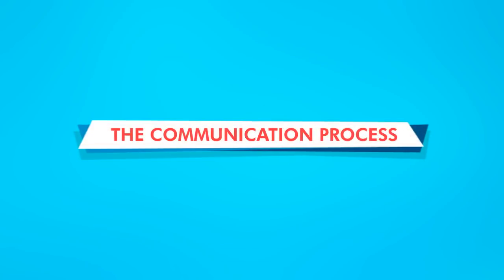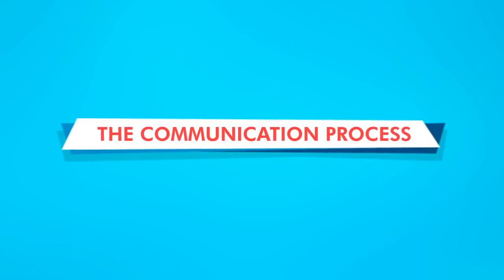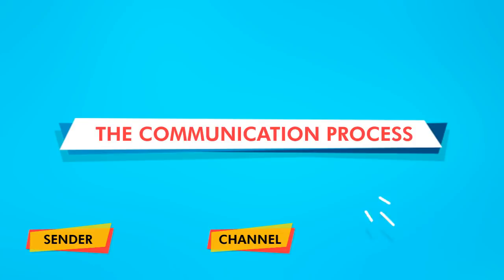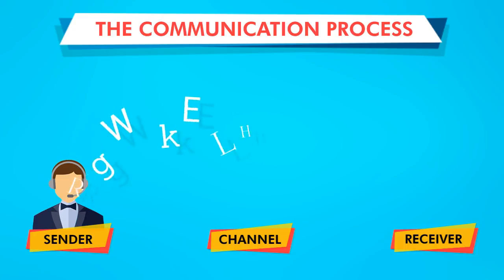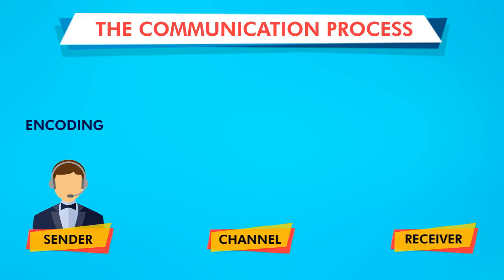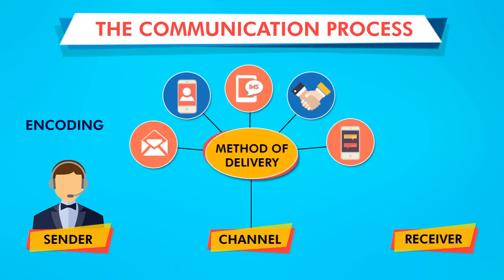The communication process is relatively simple and is divided into three basic components: a sender, a channel, and a receiver. The sender will initiate the communication process by developing an idea into a message. This is also known as encoding. The sender will then transmit the message through a channel, or a method of delivery. Think of things like email, phone conversations, instant messages, face-to-face discussion, or even a text message.